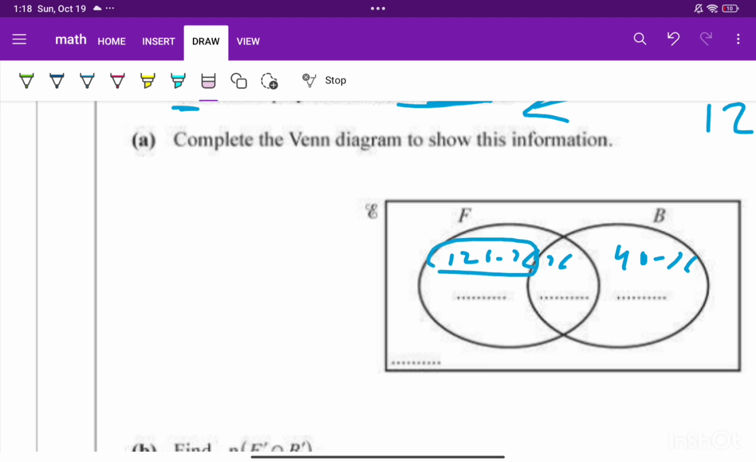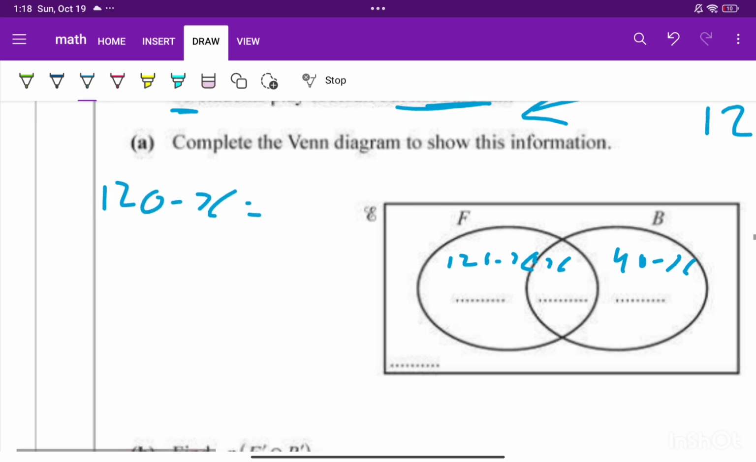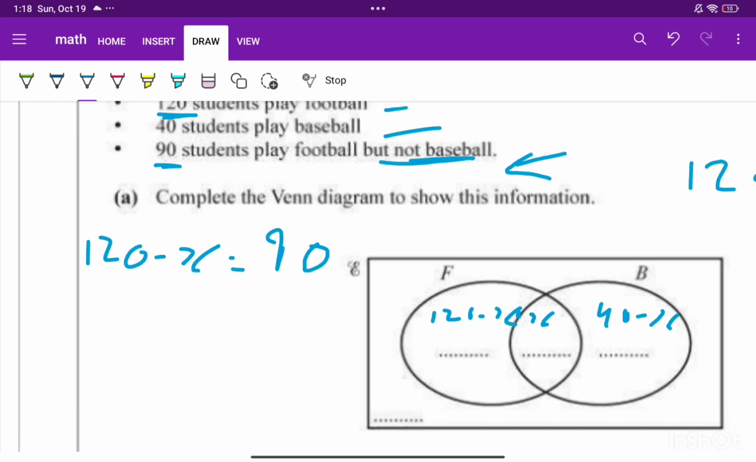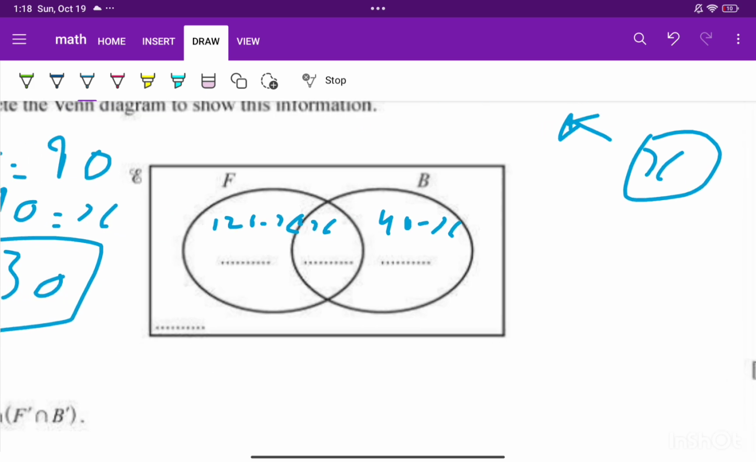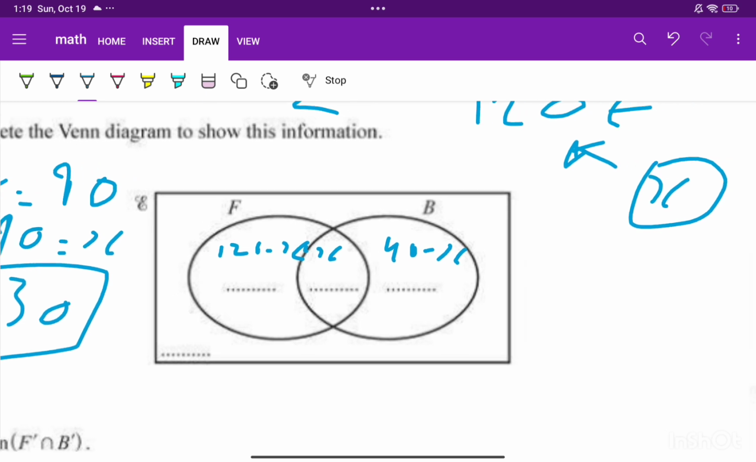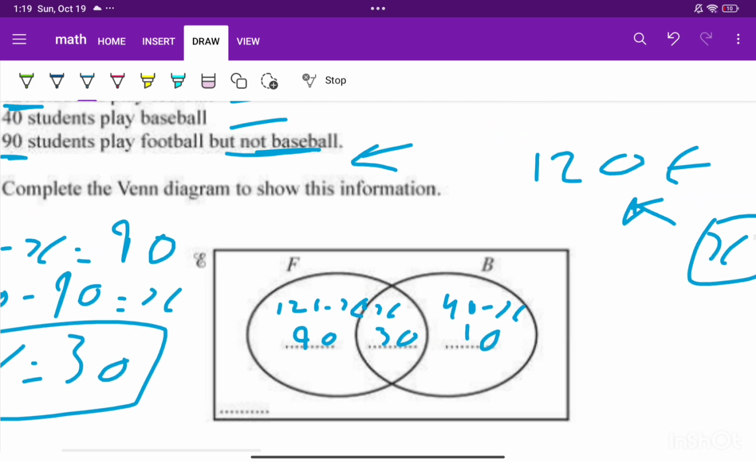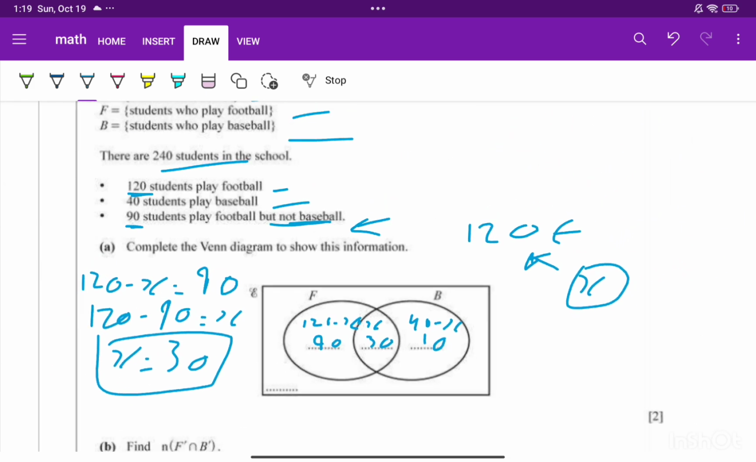So we will write 120 minus X is equal to 90. So 120 minus 90, the X value is 30. So 120 minus 30, answer is 90. X is 30. 40 minus 30 is 10. Okay, so 90 plus 30 plus 10, 130. So 130 is the number of students who play football or baseball.